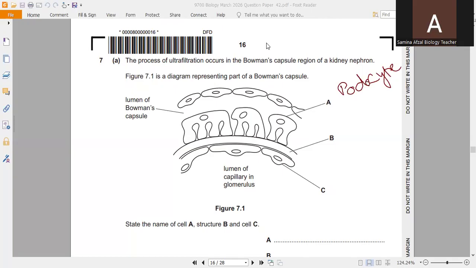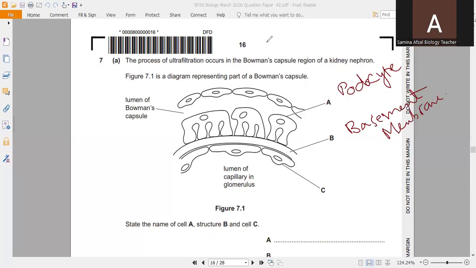This is the podocyte, and B, you can see, is the basement membrane, which acts as the main filtration barrier, preventing large proteins from passing into the filtrate. So this is the basement membrane.